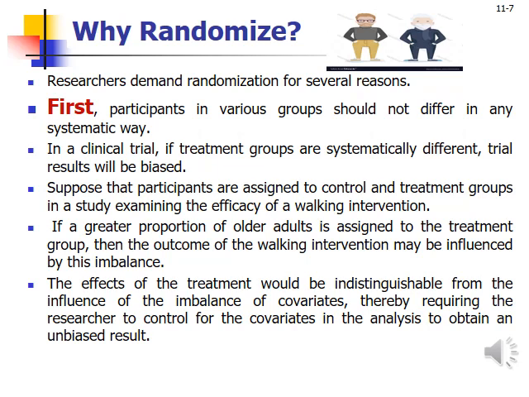Suppose that participants are assigned to control and treatment groups in a study examining the efficacy of a walking intervention. If a greater proportion of older adults is assigned to the treatment group, then the outcome of the walking intervention may be influenced by this difference. The effect of the treatment would be indistinguishable from the influence of the covariates, requiring the researcher to control for the covariates in the analysis to obtain an unbiased result.